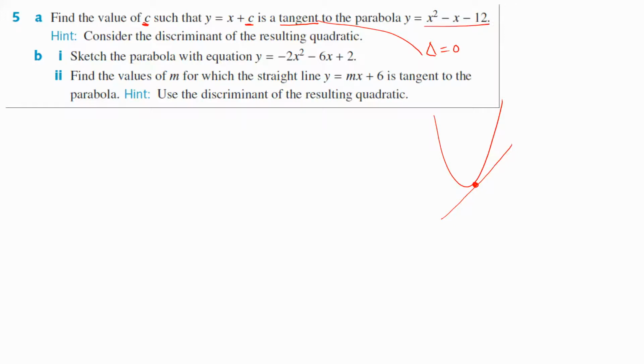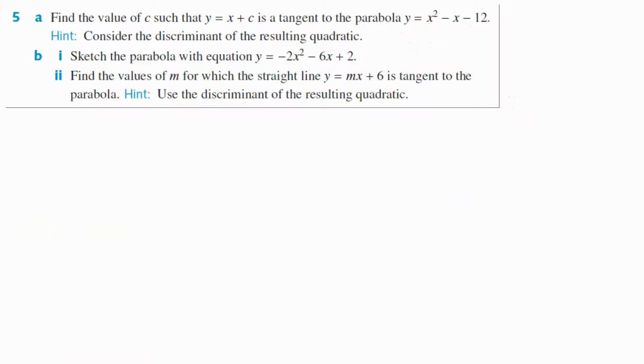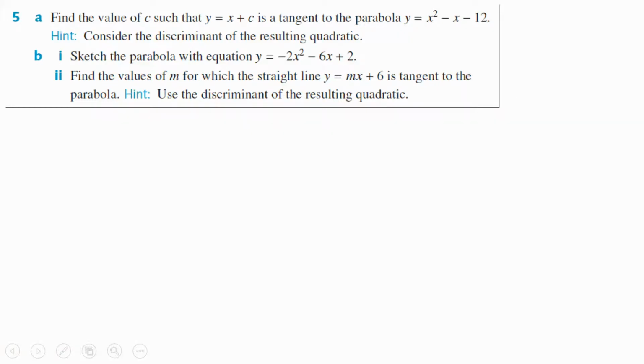So you've got x squared minus x minus 12, and you've got a straight line equation, y equals x plus c. You just want to make sure this equation and this equation will only cross once. Instead of twice, instead of none, we want it to cross once. Okay, that's our goal. So let's do this. I don't know if it starts lagging, I'll go to OneNote. So let's do this one.